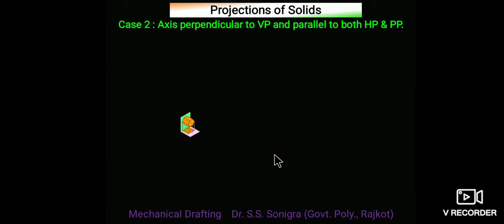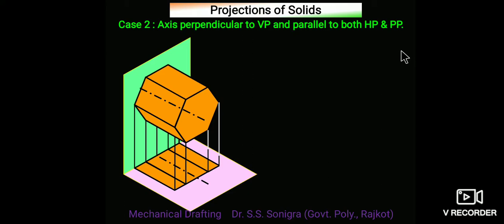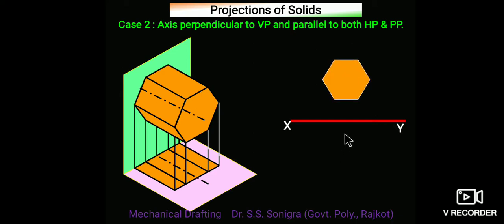Now the second case, axis perpendicular to VP and parallel to both HP and PP. How to draw the projection of this solid? This is the horizontal plane, this is the vertical plane, and the axis of this solid is parallel to the horizontal plane and perpendicular to this vertical plane. To draw the projection of this solid, first of all draw the XY line that represents the intersection of HP and VP, and above the XY line draw a hexagon, because if we look from the front side somewhere here, then this hexagon will appear above the XY line, above HP. So above the XY line, take whatever dimension is given in the data.